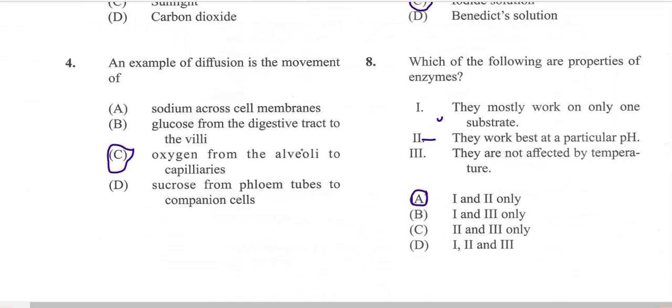Question number 8. Which of the following are properties of enzymes? Now look at this carefully. Now 1, they mostly work on only one substrate. That's true. They work best at a particular pH. That's true. They are not affected by temperature. That is not true. Enzymes are denatured by high temperature. So here our answer is going to be 1 and 2, which gives us A as an option for question number 8.